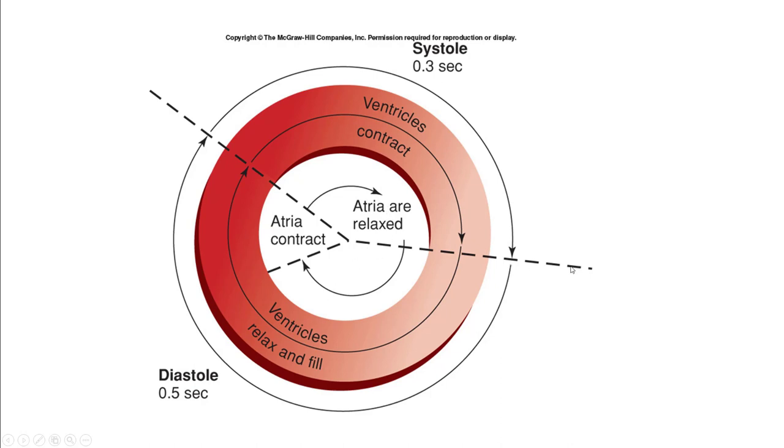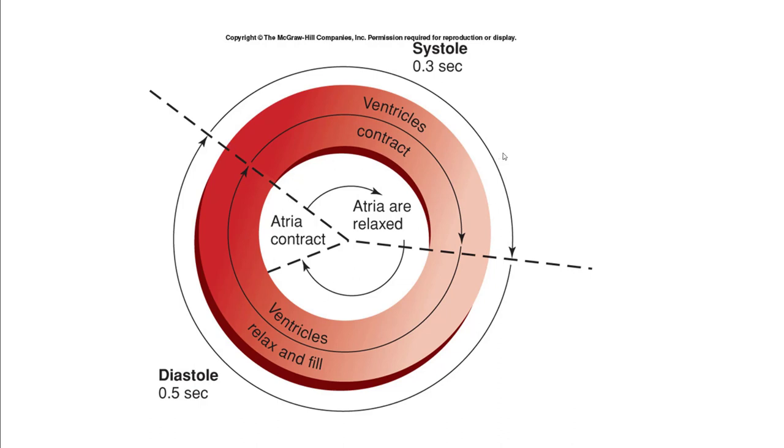And where you see the dashed line, that is going to be the end of systole and the beginning of diastole that lasts for that half a second, these outer dashed lines. But on the inside, you see the atria contract. That's that last tenth of a second there in ventricular diastole. The atria are also undergoing atrial systole to contract before the ventricles start the cycle all over again.